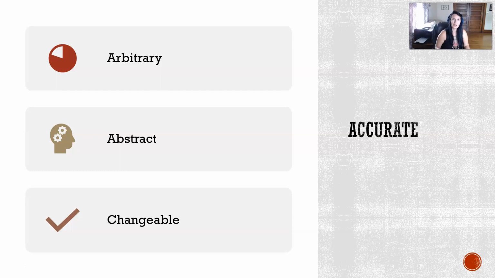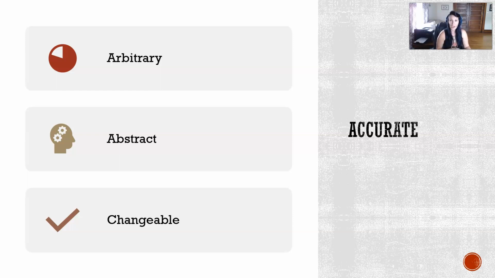So arbitrary kind of means there's not going to be a literal meaning for a word, and abstract means that some elements of language are exceptionally difficult to define. When something's concrete, like hard concrete, it means you can have a literal definition. Like if I say three, you know that means one, two, and three. If I say something like love, it's kind of like, what do you mean by that?